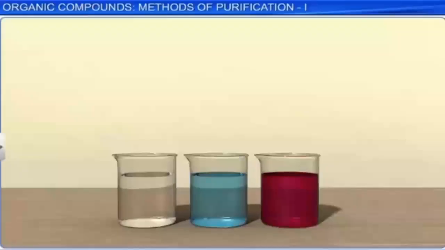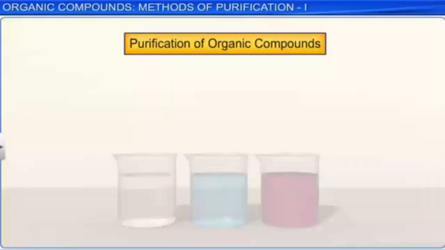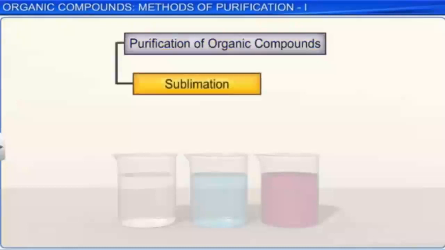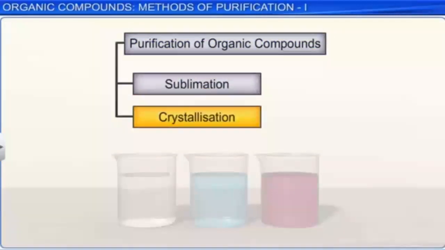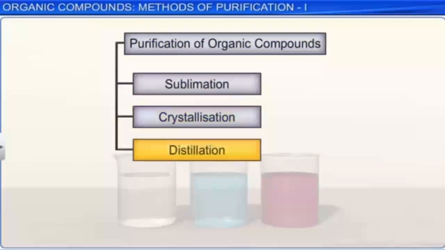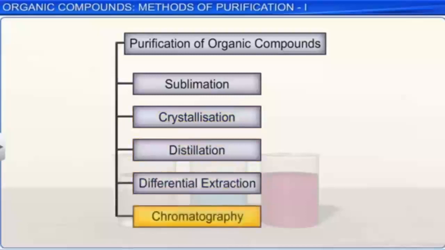Based on the nature of organic compounds and the impurities present in them, organic compounds can be purified using 5 different methods. These are sublimation, crystallization, distillation, differential extraction, and chromatography. In this module, we will look at the first three methods.